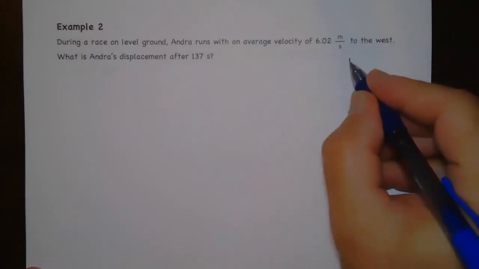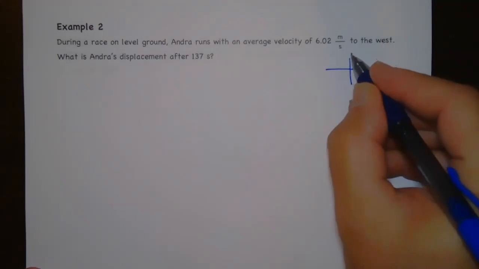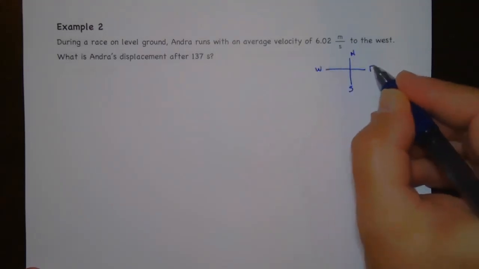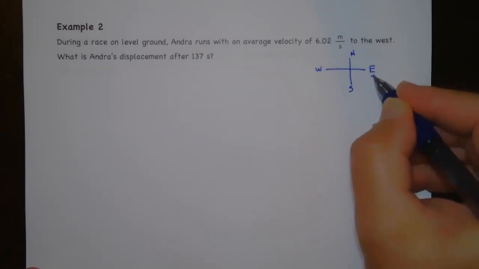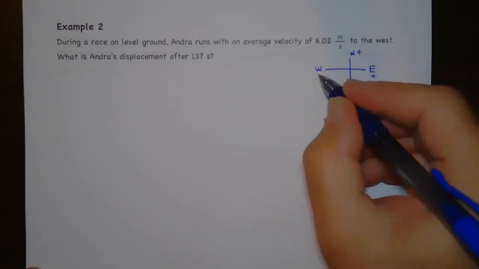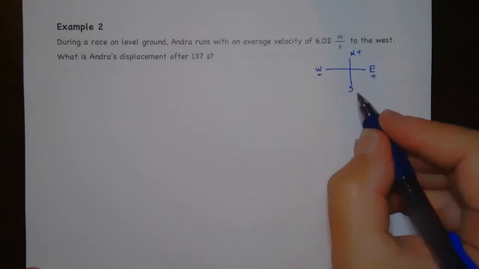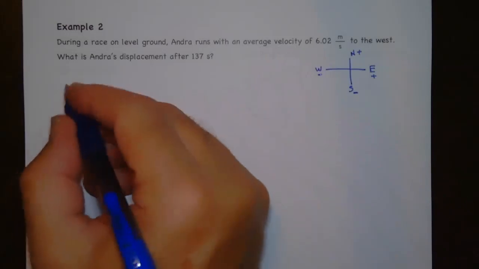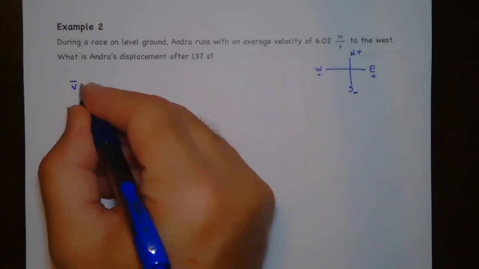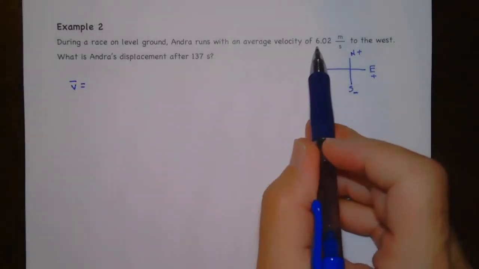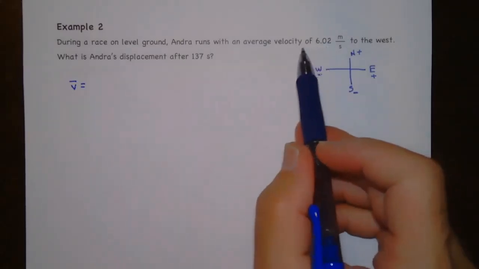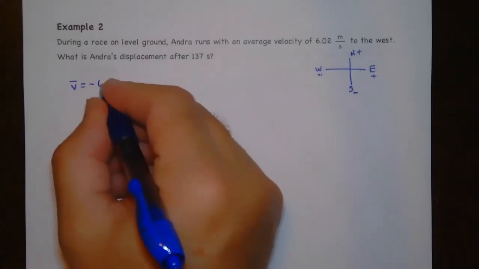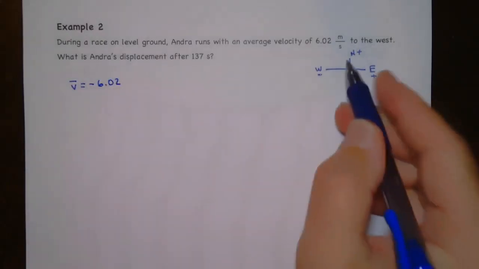So remember, the top is north, the bottom is south, the left is west, and the right is east. East would be positive and north would be positive, which means west would be in the negative direction and so would south. So the average velocity, V bar, we know is negative 6.02. Now, why am I saying negative? Because it's to the west. So it's negative 6.02 meters per second.